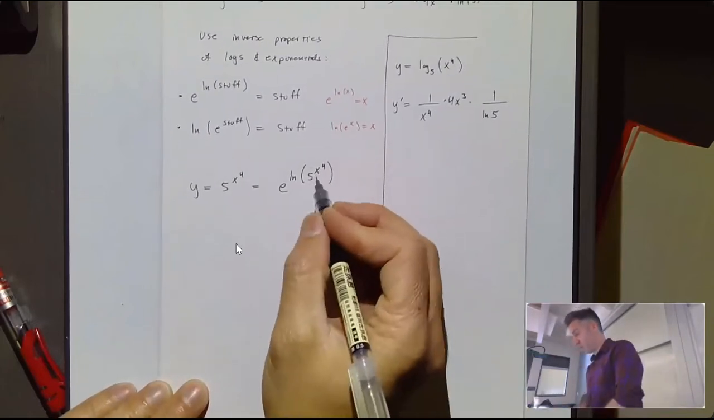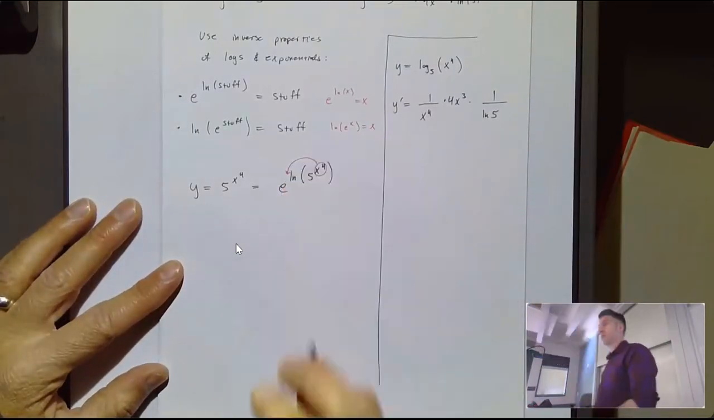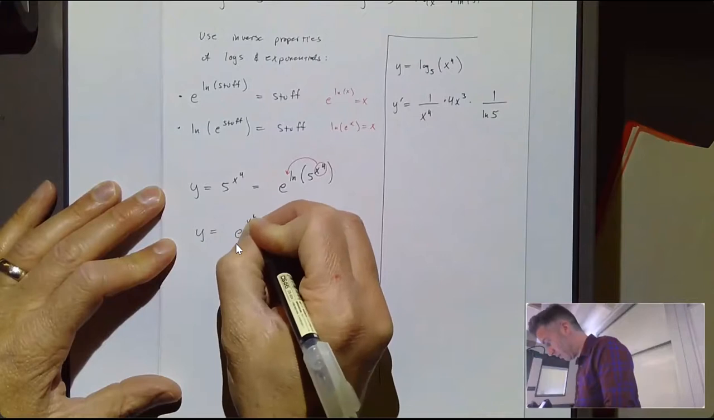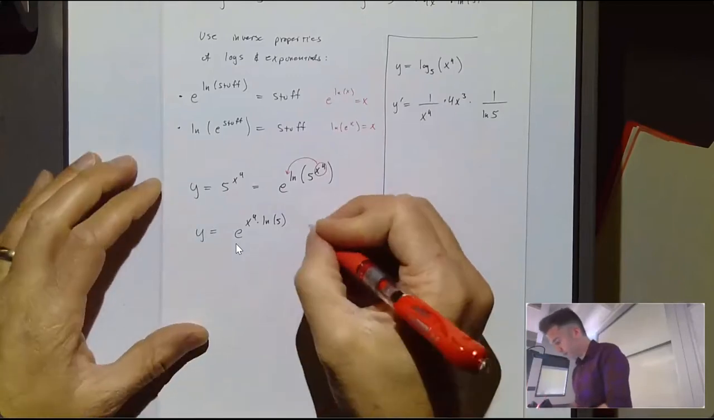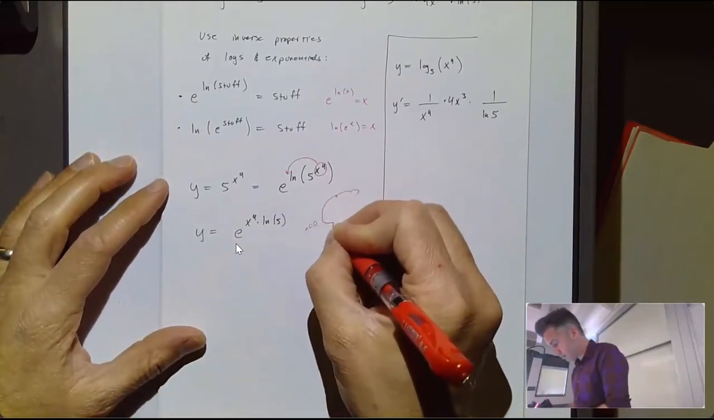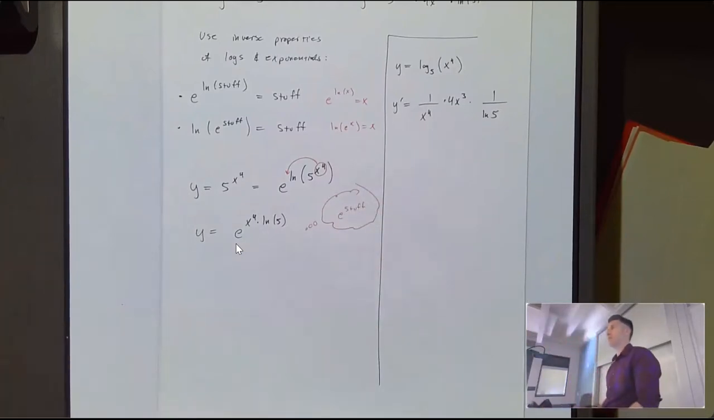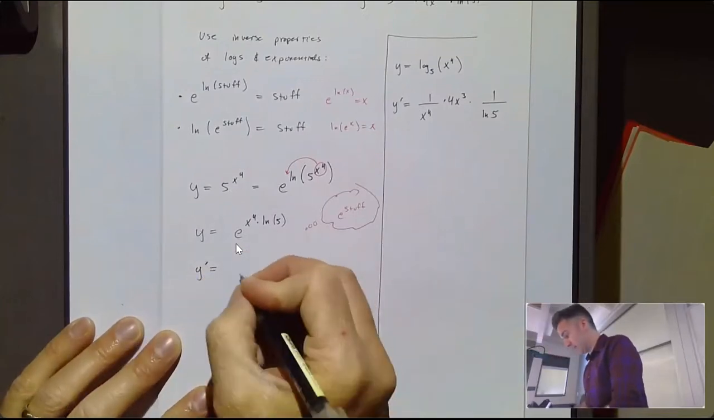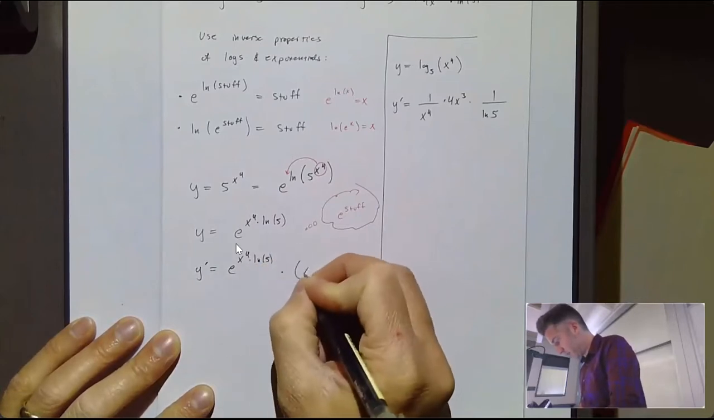So what we're going to do with this is use our rules of logarithms and bring down this x to the 4th. So look what I have now. I have y equal to e to the x to the 4th times the natural log of 5. Or as I would maybe think of it, I have e to the stuff. And we know how to take the derivative of e to the stuff. The derivative of e to the stuff is e to the stuff times the derivative of the stuff.